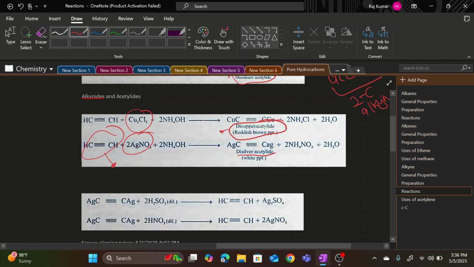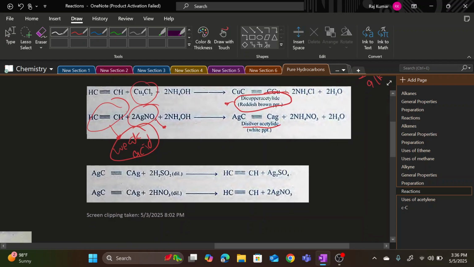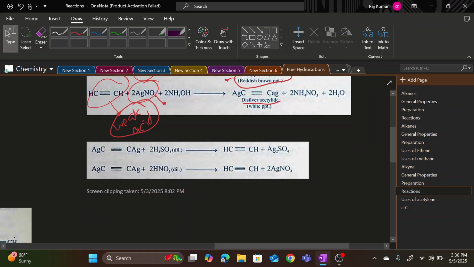Acetylene is basically a weak acid. So for a weak acid, we need weak bases as well. Silver nitrate and cuprous chloride are very weak bases, so we are going to react it with those only.